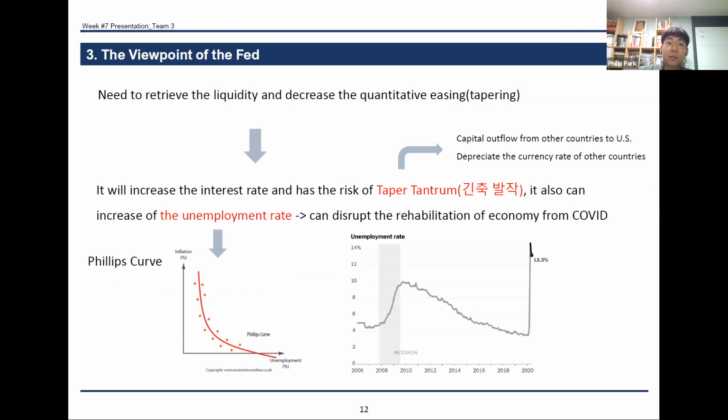Then, should the Fed start to decrease the inflation now? It is obvious for the Fed that it needs to retrieve the liquidity and decrease the quantitative easing someday, which is called tapering. But we have to think about the side effects of the tapering.